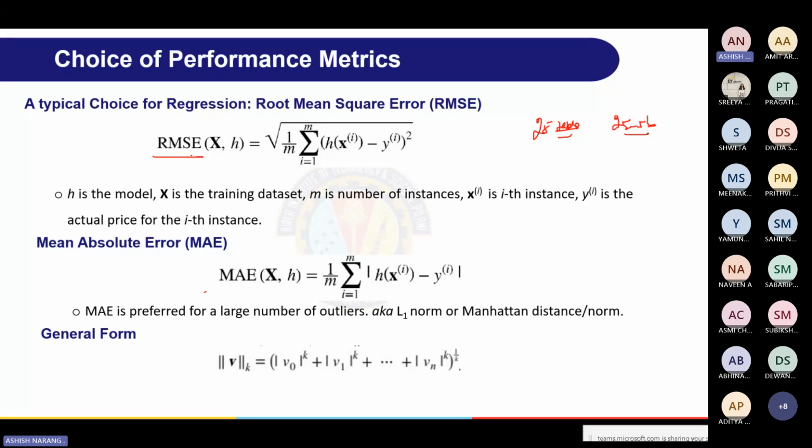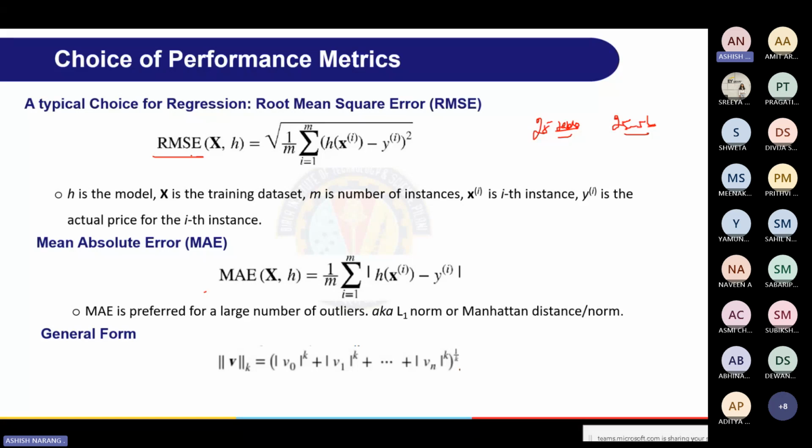Our objective should be to minimize this overall, because I want to be as close to the actual value as possible. I know the actual value. Now I'm testing my model. I will give certain input features to the model. The model will give me a prediction. I'll compare it with the output that I already have and see the difference.